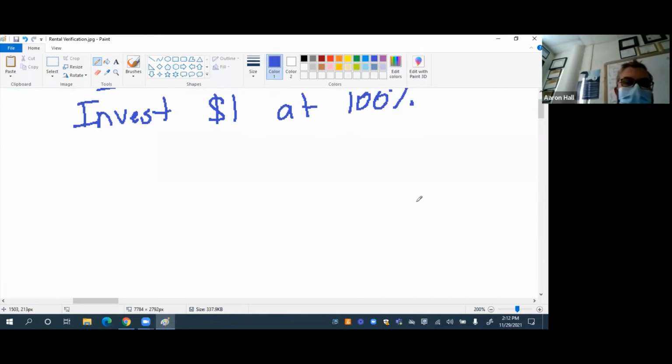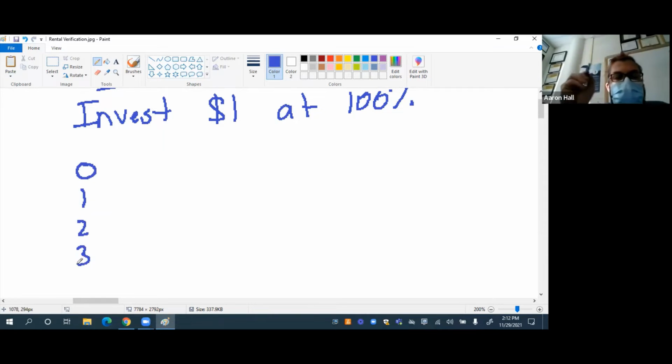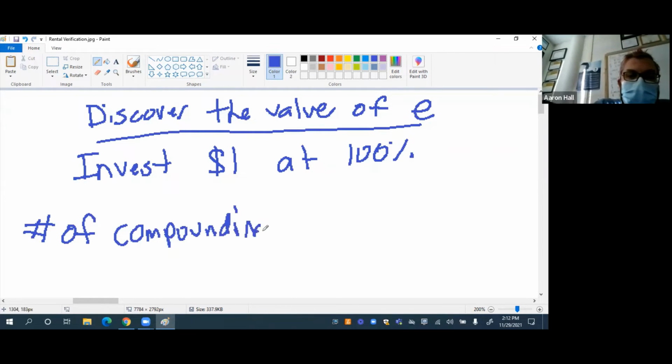So we start out with $1. Now this is going to be our 0th year, our 1, 2, and 3, and so forth. I'm investing $1. Actually, let me change that. Number of compoundings, the number of times we compound the interest. So let's say here's going to be 1 time.